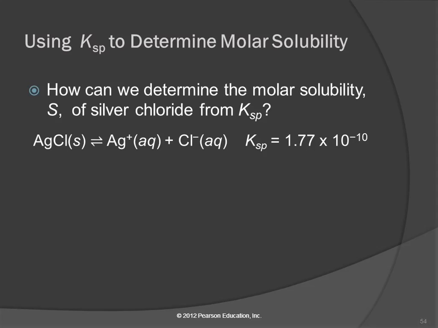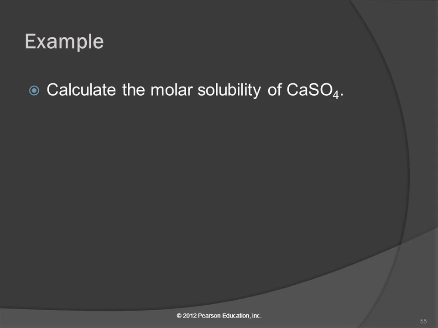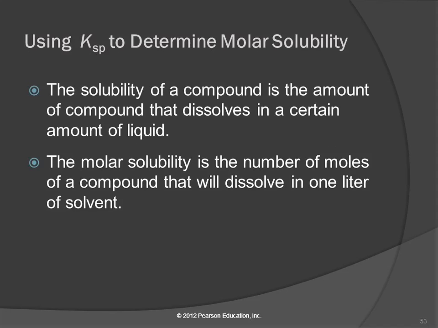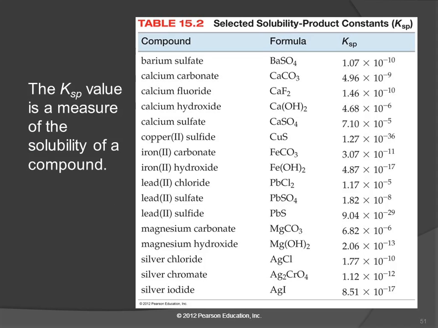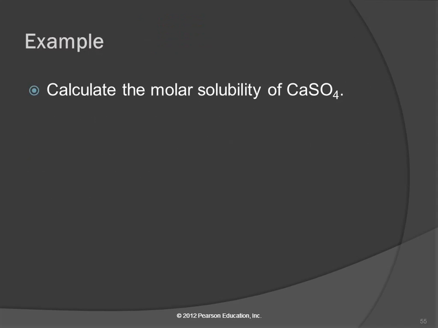Okay, let me make sure I didn't miss anything. Calculate the molar solubility of calcium sulfate. We need a number to do this. We can't just start calculating without any numbers. What number do we need? We need KSP, and we're going to get that by looking in the table. So we're just going to find KSP for calcium sulfate. KSP equals 7.10 times 10 to the minus 5. So I looked it up.